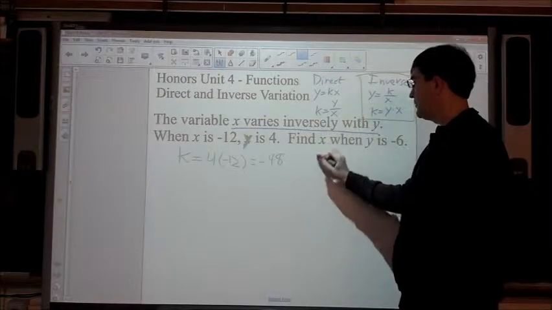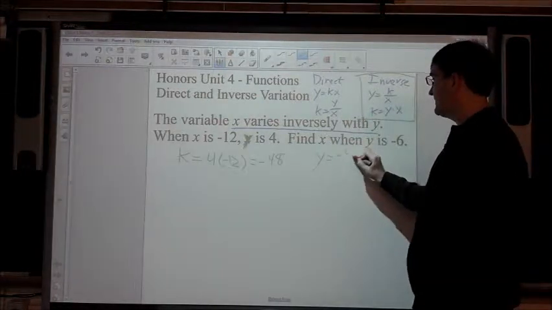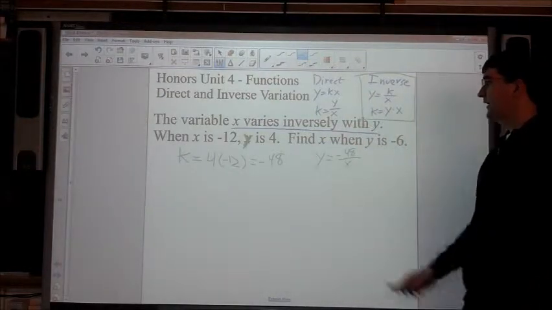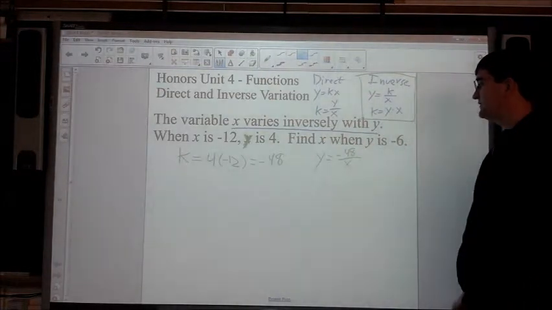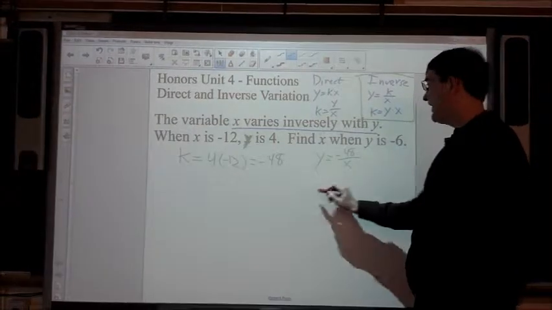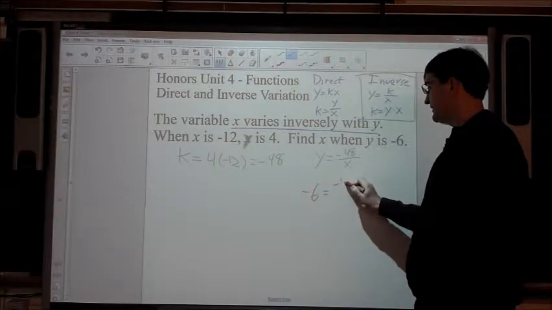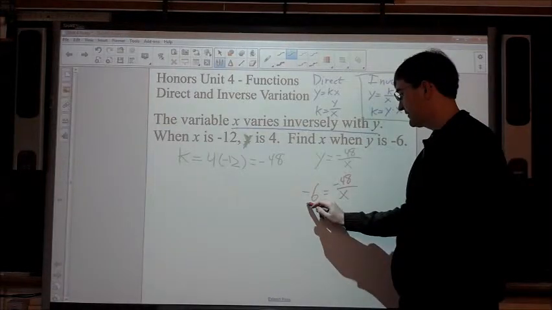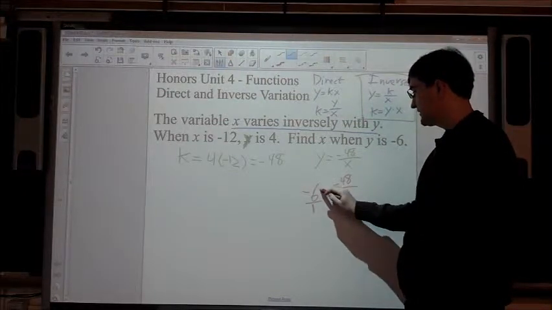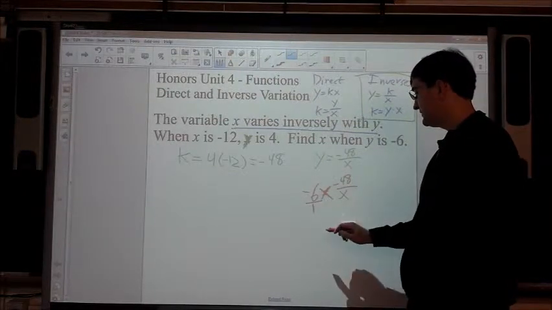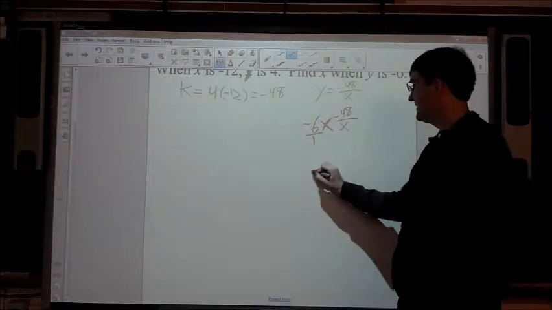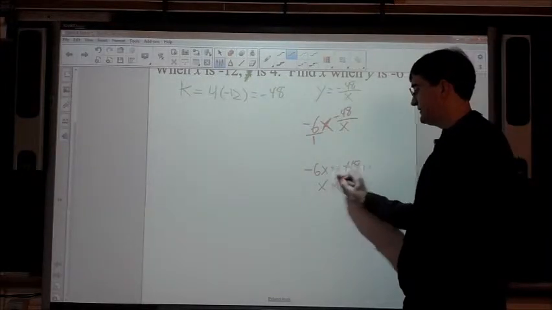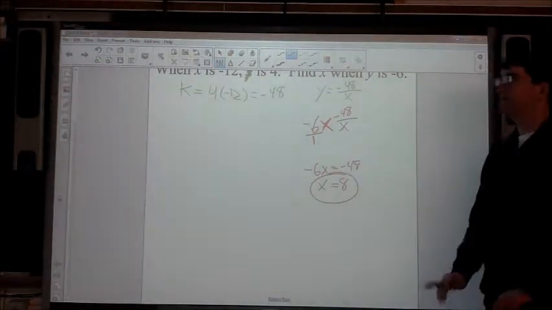Okay. So I get that y then is equal to negative 48 divided by x. And now I want to find x when y is negative 6. So I'm just going to plug it in. When y is negative 6, I get negative 6 is equal to negative 48 divided by x. And I can cross multiply this. You can do negative 6 times x and negative 48 times 1. And I get negative 6x is equal to negative 48, which means x equals 8. X equals 8 is my final answer.